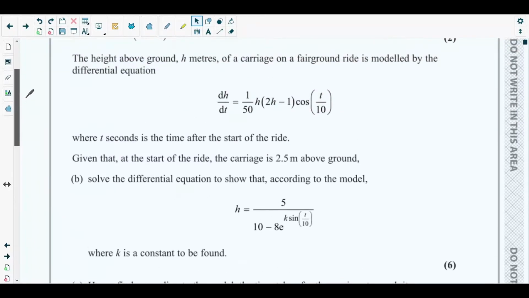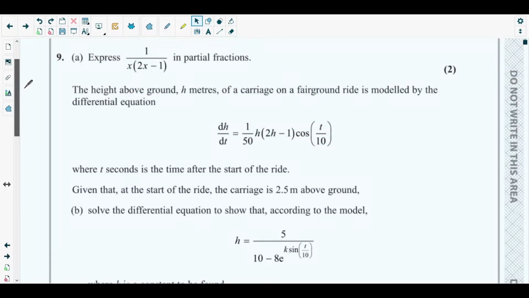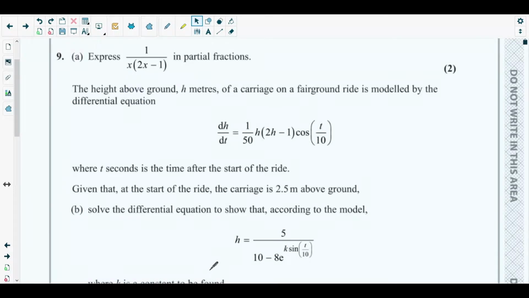Basically, the concepts behind this question are from the integration part of your P4 syllabus. To be more specific, we need to have an idea about how to solve differential equations, and we need to model with differential equations in this question. The concepts are discussed in chapter 6, the integration chapter of your P4 textbook. So let's get started with question number 9.